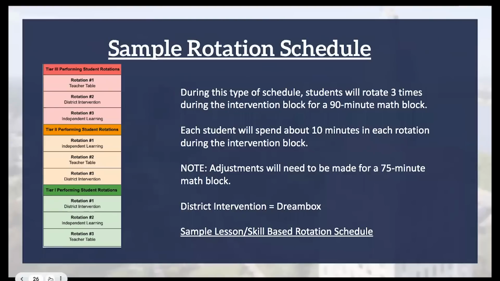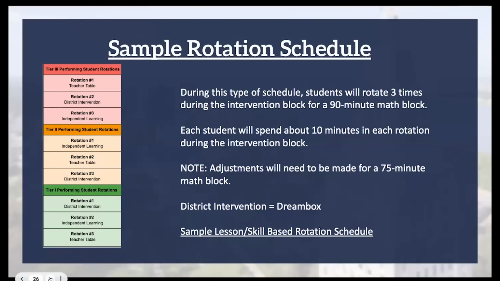So if you have the 90-minute block, you might choose to have a rotation where your students actually rotate 3 times during that intervention period. So every 10 minutes, they would go to a different activity. In this example, you see that the teacher table is one rotation. Our district intervention of Dreambox could be one, and then that independent learning might be that actual activity or game that you use to support what students need.